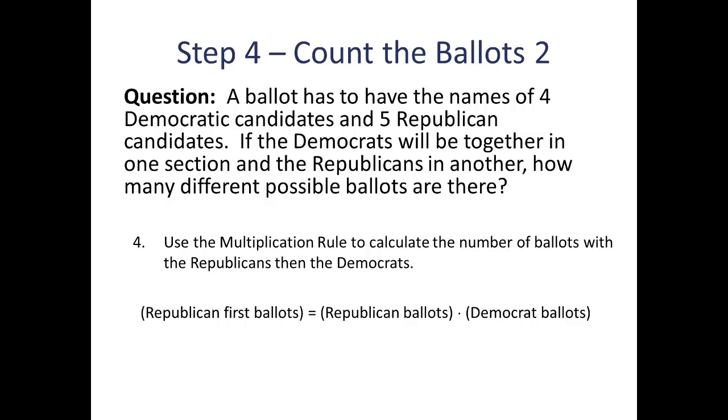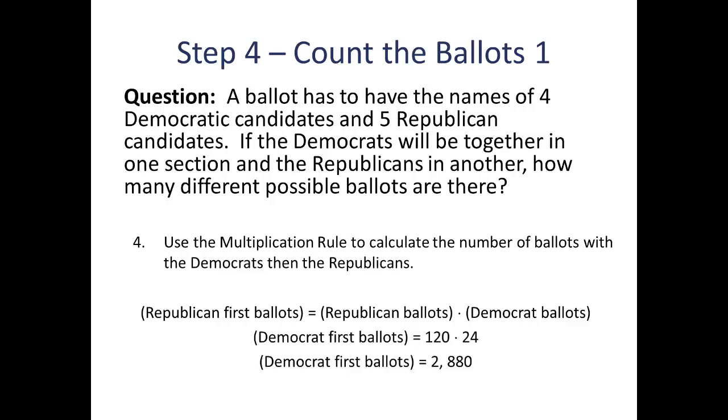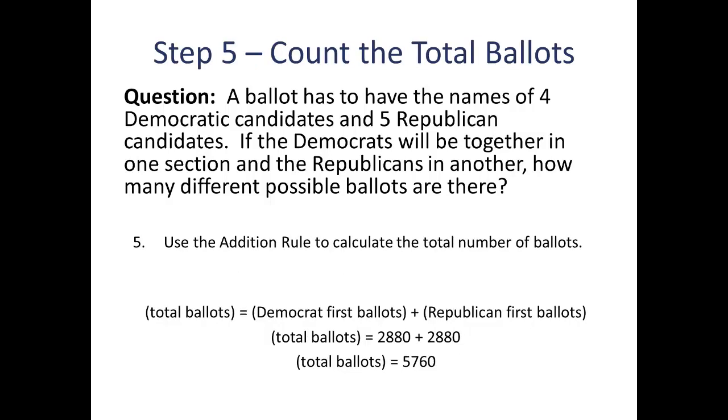Step 4 is very similar. As a matter of fact, when we get to the numbers, it really is identical. Now we need the number of Republican-first ballots. That's going to be the number of Republican arrangements times the number of Democrat arrangements. Once again, instead of 24 times 120, it's 120 times 24, and we end up with the same number, 2,880.